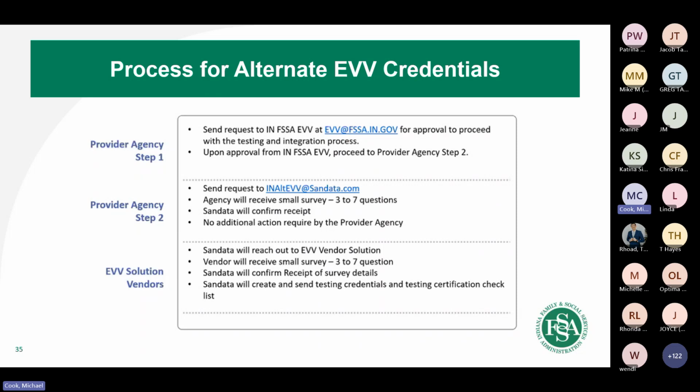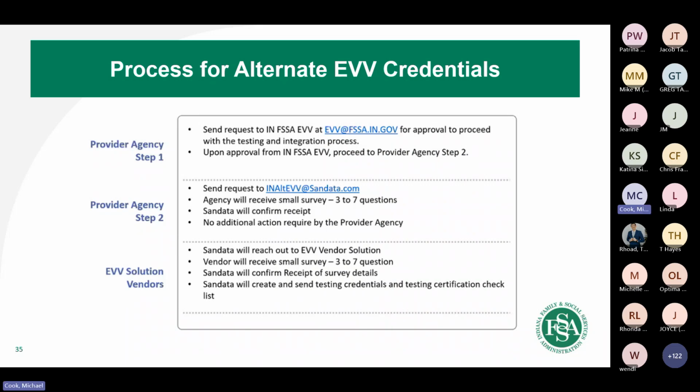quick form that we'd like you to fill out, and you'll be able to provide your provider ID or IDs if you have multiple locations, your vendor information, your contact information. From there, SanData will receive that information, and they'll be reaching out to your EVV vendor solution. Your vendor will receive a small survey of 3 to 7 questions. SanData will confirm receipt of those survey details, and they'll create and send testing credentials and testing certification checklist.